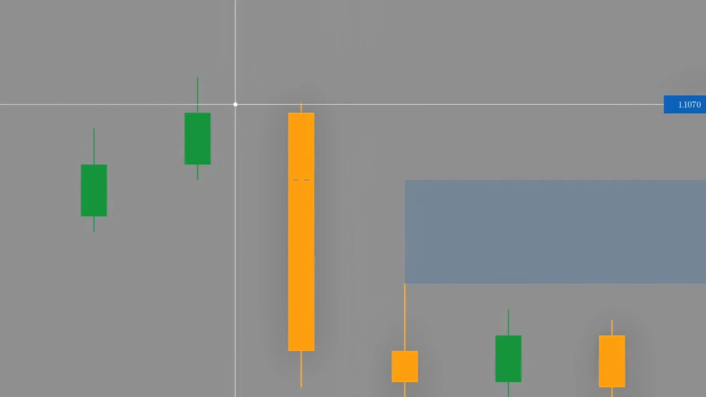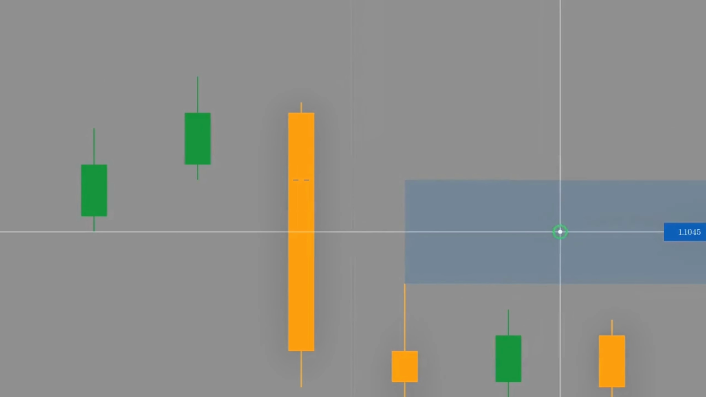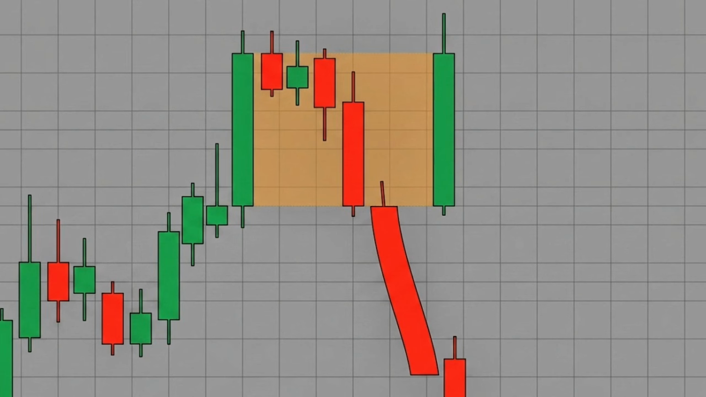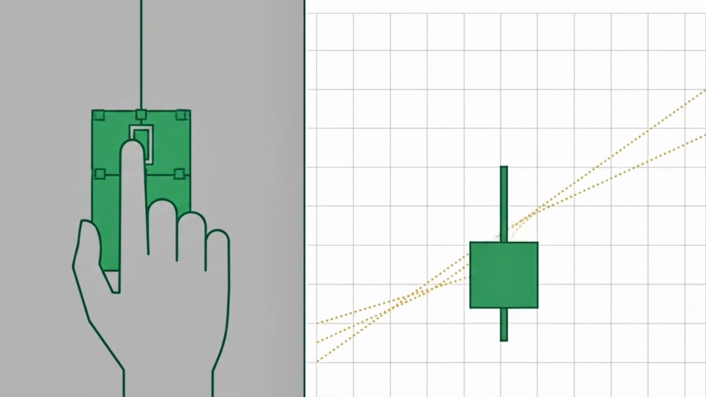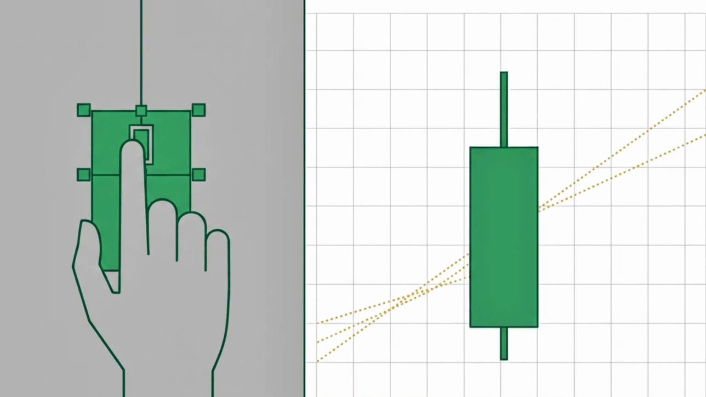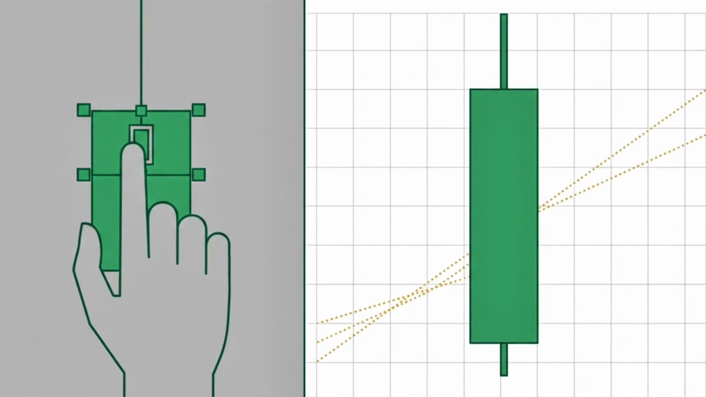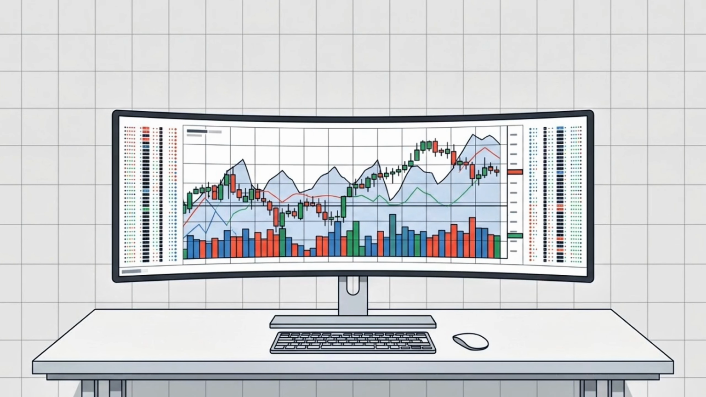By identifying these institutional zones, traders can find high probability entries. Instead of guessing a reversal, they wait for the price to return to a fair value gap where institutional orders are likely waiting to fill. Recognizing these footprints allows a trader to align with the dominant momentum of the market, rather than being caught in its wake. Let's apply these concepts to a live chart.